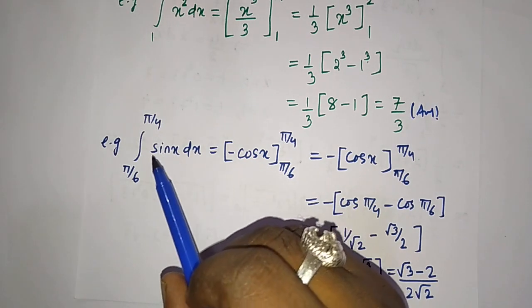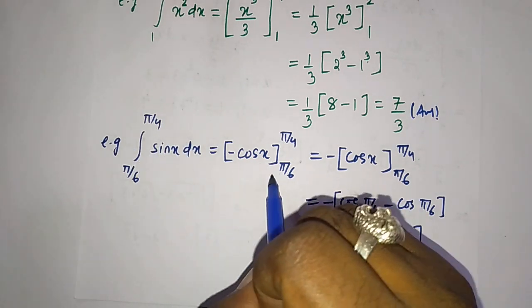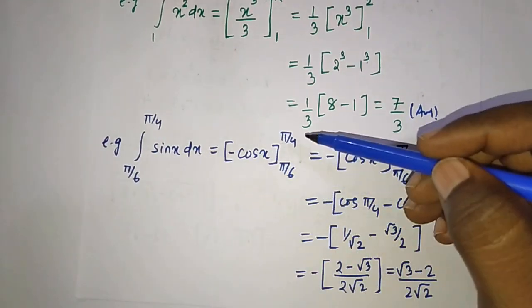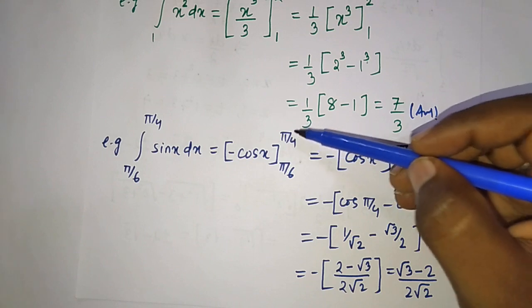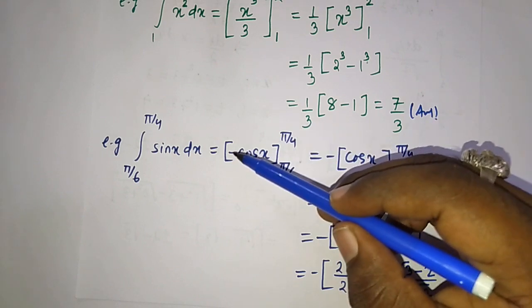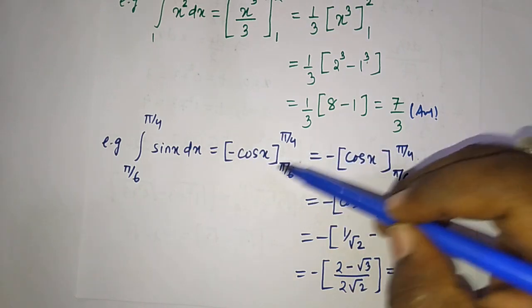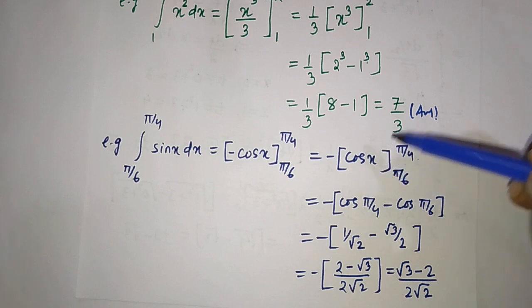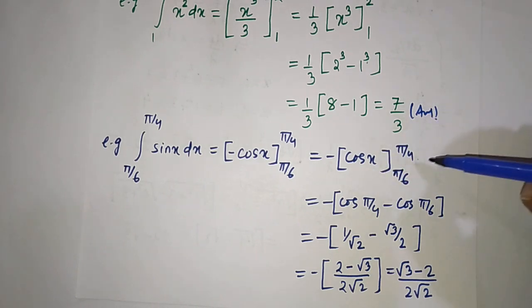Okay, you know integration of sin x is minus cos x. Here I have integrated, then I have written here the upper limit and here is the lower limit. Here see minus sign is there, so in the next step I have taken the minus sign outside of the bracket. Now we have got this term.